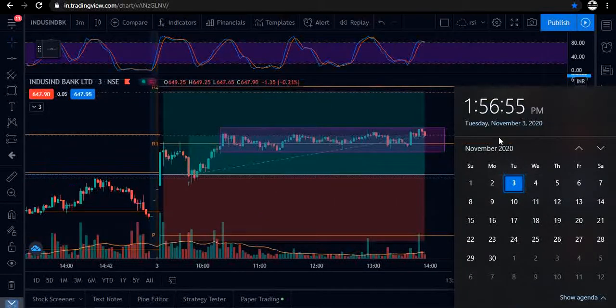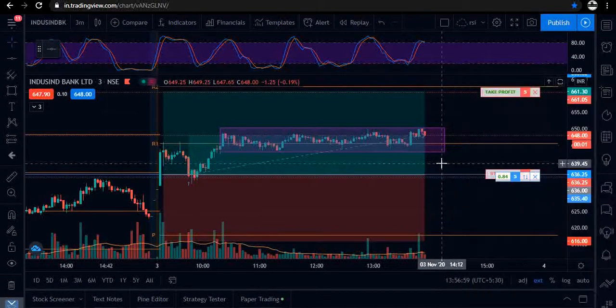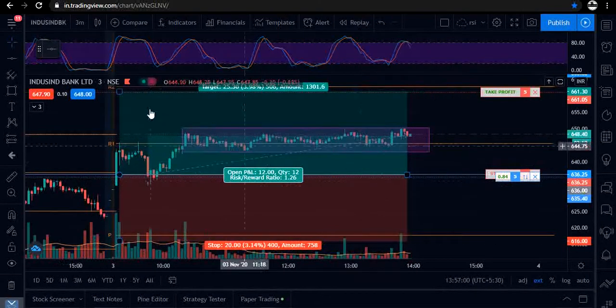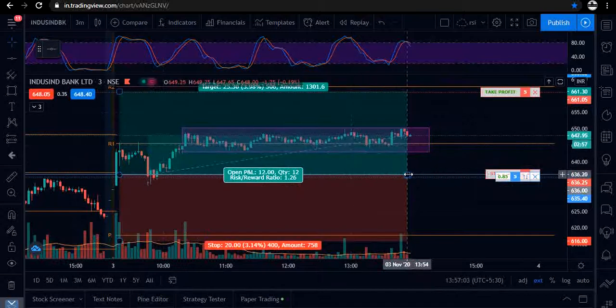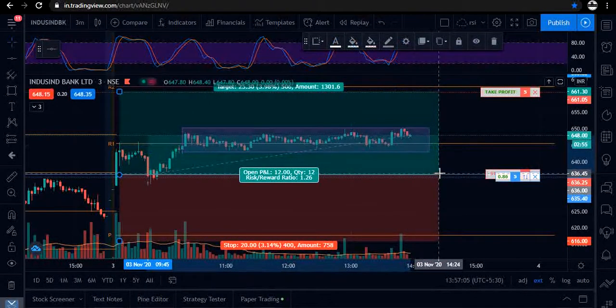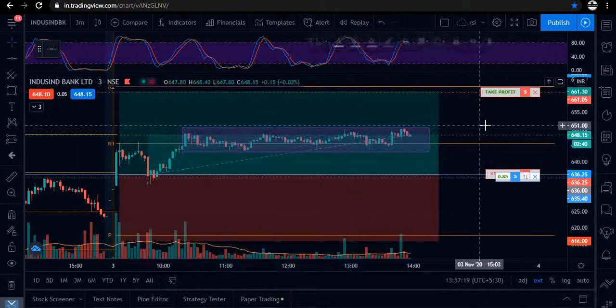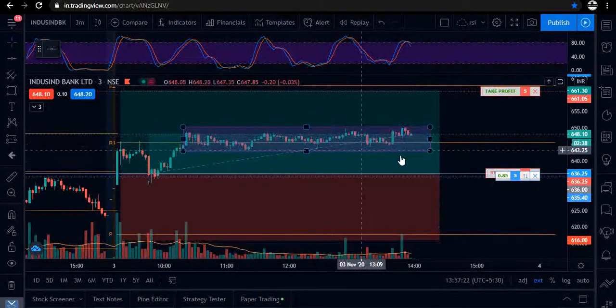So traders, currently the time is 1:56 p.m. and here you can see traders, I have drawn a rectangle here, and IndusInd Bank has been in a sideways momentum since the morning and has not hit our target or our stop loss yet. So this is the range made by IndusInd Bank, traders, which I have drawn as a rectangle here.